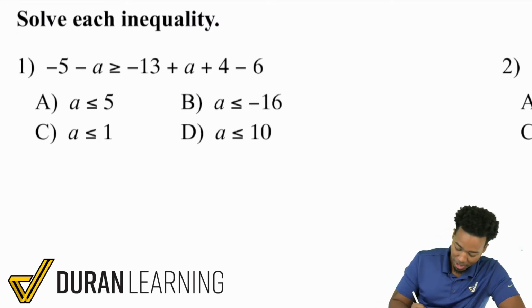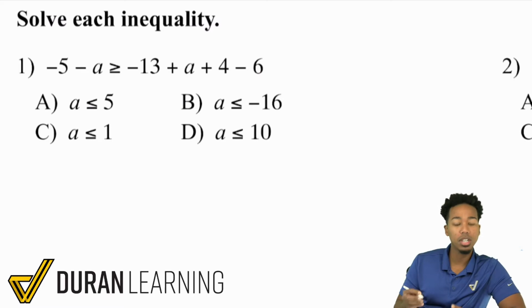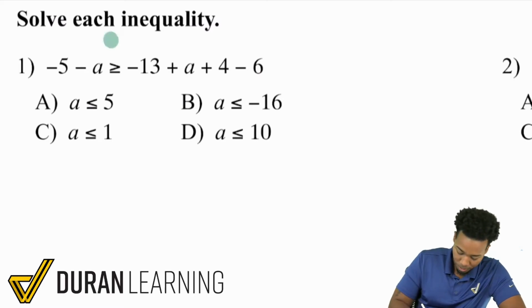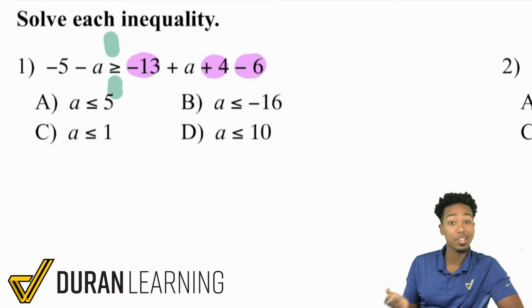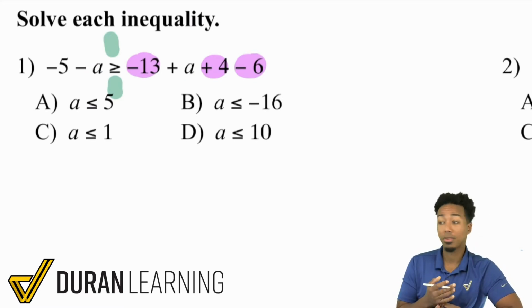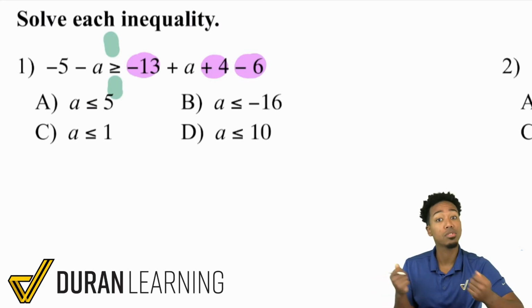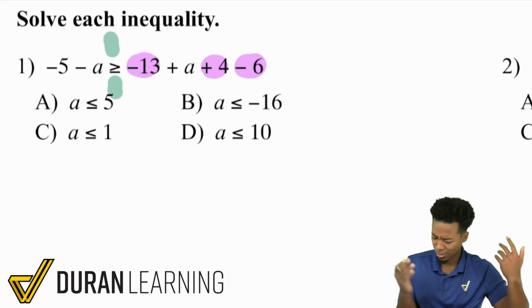We have negative 5 minus a on the left side, and on the right side we have negative 13 plus a plus 4 minus 6. Check this out: on the right side we have negative 13, a positive 4, and a negative 6. We can combine all of those to give ourselves an easier time. Another thing you might notice is that we have a variable on both sides. So there's a lot going on here. But remember, this is something we've already learned. Simplifying, we've learned that. And with variables on both sides, we've learned how to move from one side to the other. So let's go ahead and get the work in, guys.